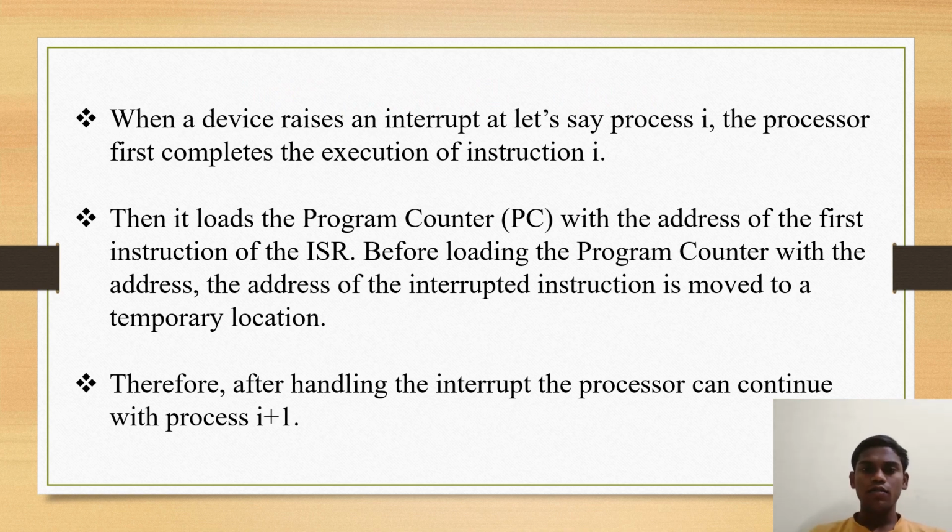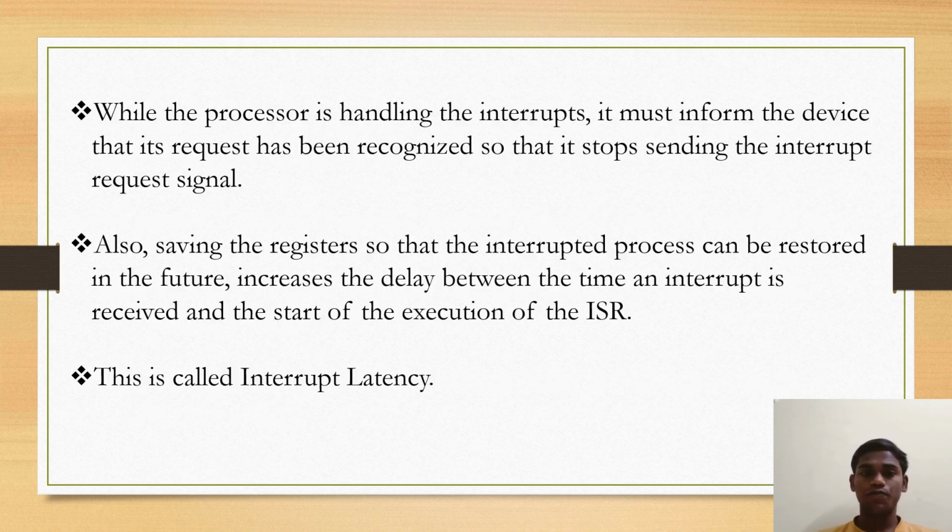When a device raises an interrupt at, let's say, instruction I, the processor first completes the execution of instruction I. Then it loads the program counter PC with the address of the first instruction of the ISR. Before loading the program counter, the address of the interrupted instruction is moved to a temporary location. Therefore, after handling the interrupt, the processor can continue with instruction I plus 1.